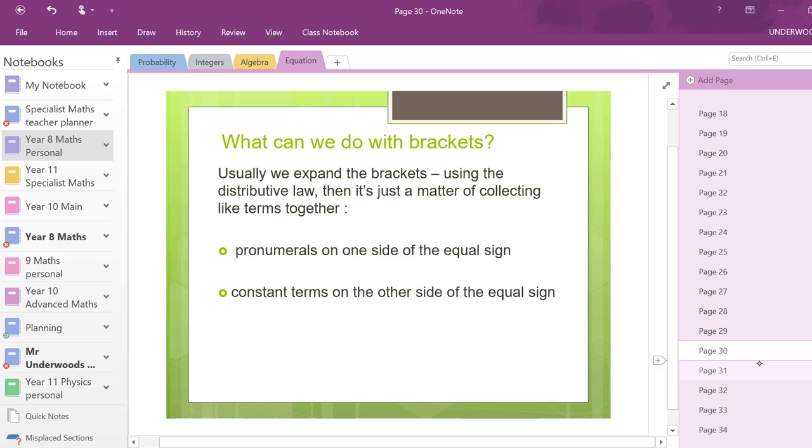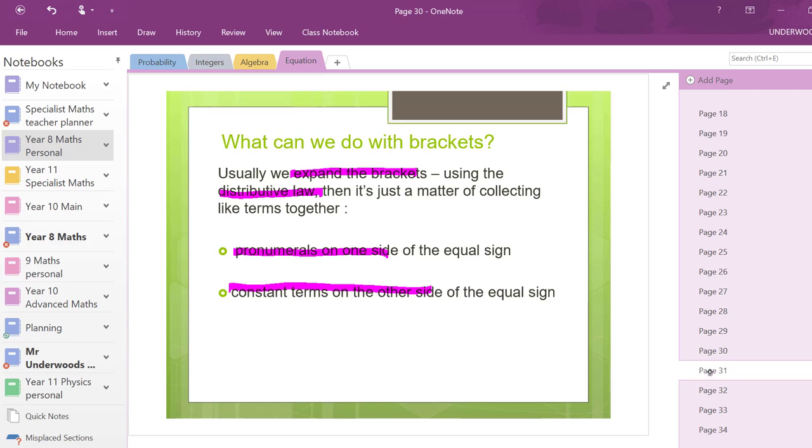All right, now, just quickly, we've got about 10 minutes to go. So what can we do with the brackets? Well, usually we expand the brackets. That's what I'm going to say to you. If you're struggling with these, my advice would be expand the brackets first. So I want you to expand the brackets using distributive law. And then it's a matter of collecting those like terms, just like we've done. The pronumerals on one side and the constant terms on the other side, and then solving. So that's sort of what we're doing.